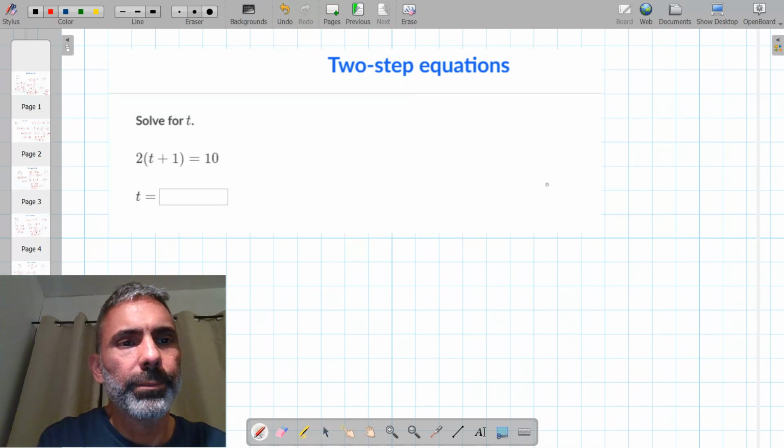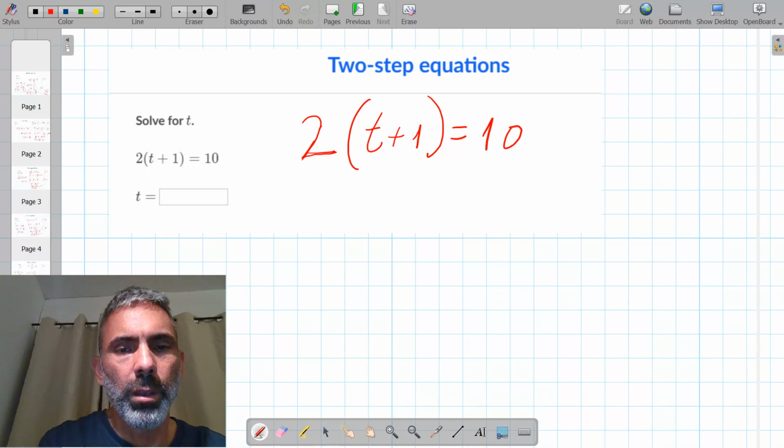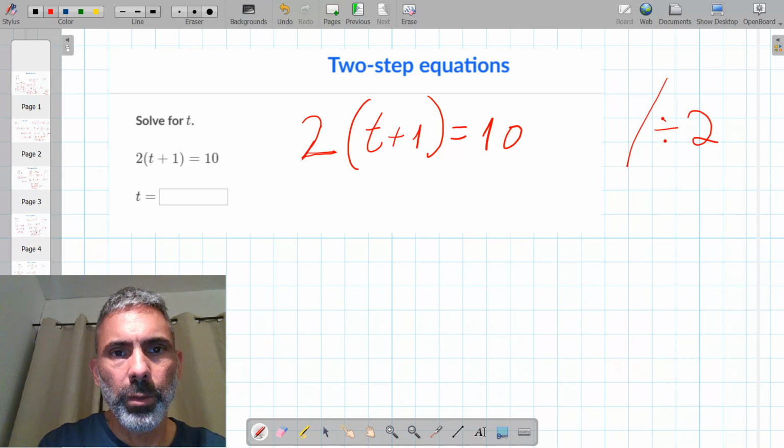Solve for t. So 2 times t plus 1 equals 10. So the first step is to be left with just the parentheses. I'm dividing both sides of the equation by 2, because we have 2 times the parentheses. So on the left hand side I'm left with t plus 1, and on the right hand side I have 10 divided by 2, which is 5.